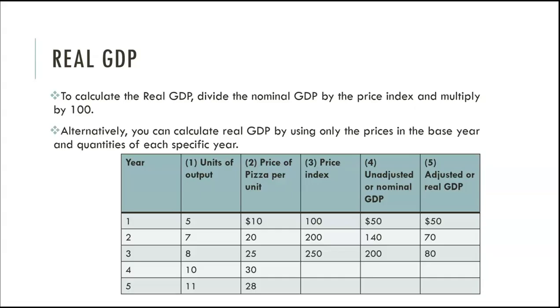In this example, what we're going to be doing is we're going to be looking at year 1 through 5, and we're going to say that this economy only produces pizza. So we're going to do a simpler example of a market basket. We're going to have only one good.